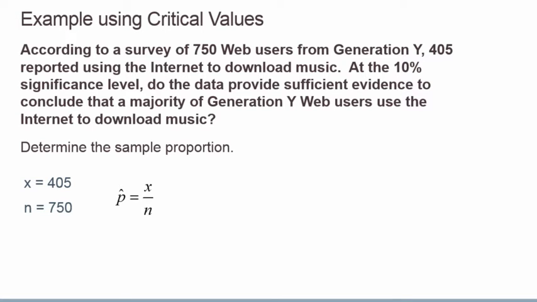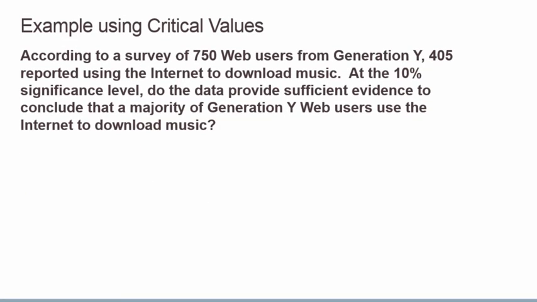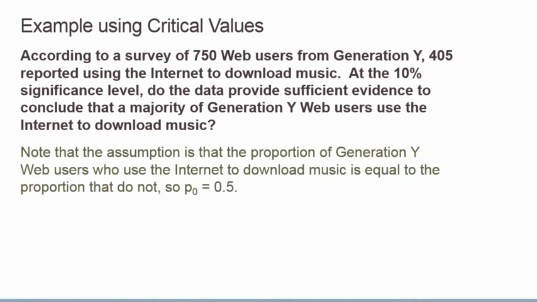X is 405. N is our sample size of 750. To find p hat, I want x divided by n. 405 divided by 750 is 0.54. Continue with our example. We need to note that the assumption is that the proportion of Generation Y web users who use the internet to download music is equal to the proportion that do not. So p sub 0 is going to equal 0.5, since 0.5 plus 0.5 is 1, which is 100%.